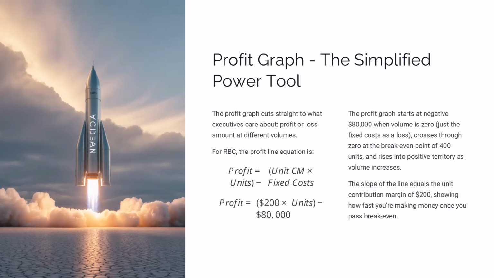And the slope of that line is exactly equal to the unit contribution margin of $200, which tells you how fast you're making money once you pass break-even. This is the graph that venture capitalists live and breathe by, because when they look at a startup like Uber or DoorDash, they want to know how deep into negative territory the line starts, the cash burn from fixed costs, how quickly it rises, the unit contribution margin, and where it crosses zero, the path to profitability. And if you can explain your business using this graph, you're speaking their language.